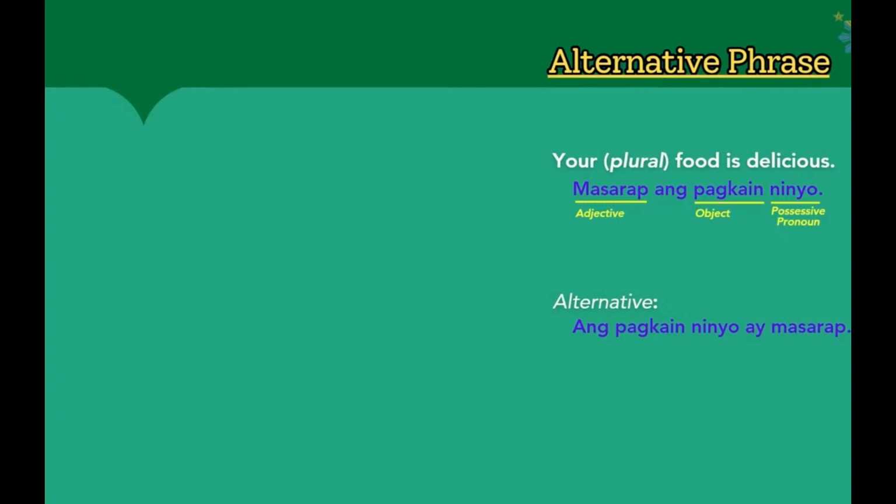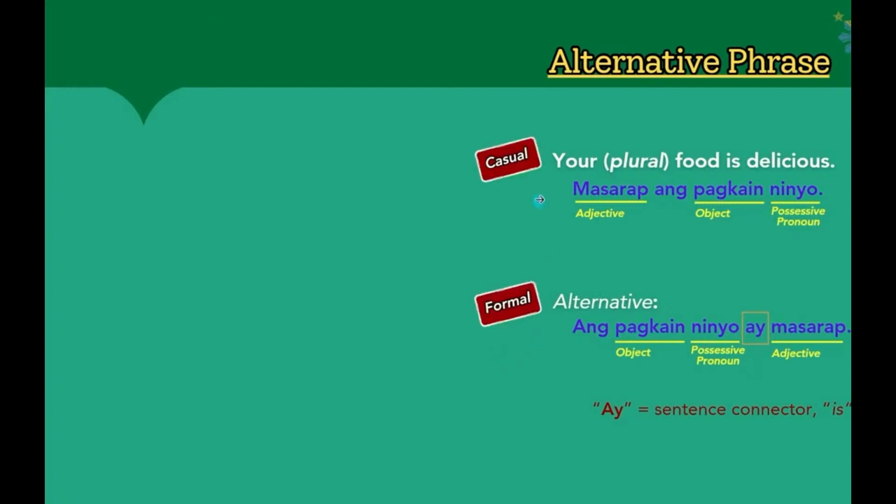Ang pagkain ninyo ay masarap. Now the object is at the beginning. Then it's the possessive pronoun, then it's the adjective. So there is kind of a change in the grammar structure here. And now you are using this word ay, which is a sentence connector, which means is. So in the first phrase, ang means is, but when you're switching it up, ay is the connector here. Not a lot of people use this second form. It's more formal. It's more casual to just say, masarap ang pagkain ninyo. But this is not wrong. Ang pagkain ninyo ay masarap.